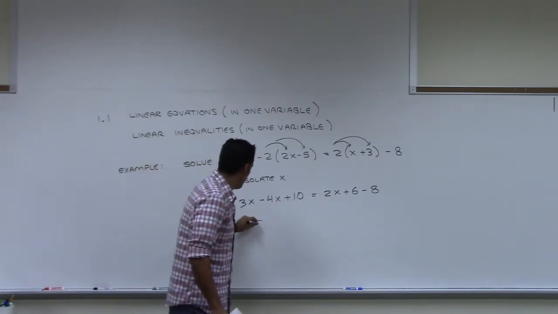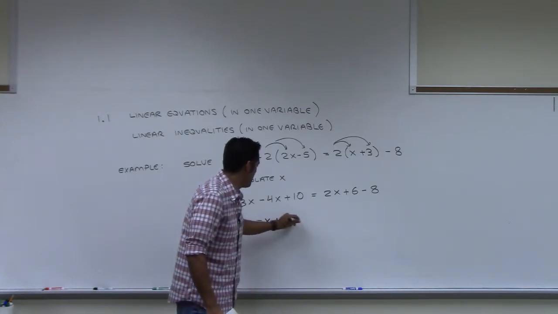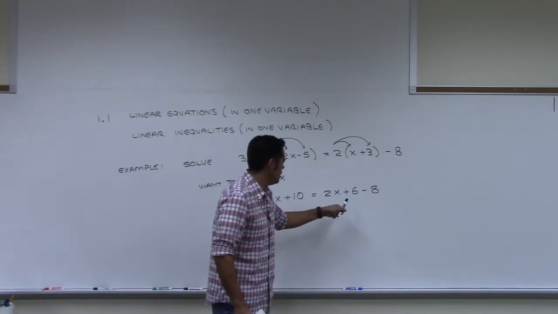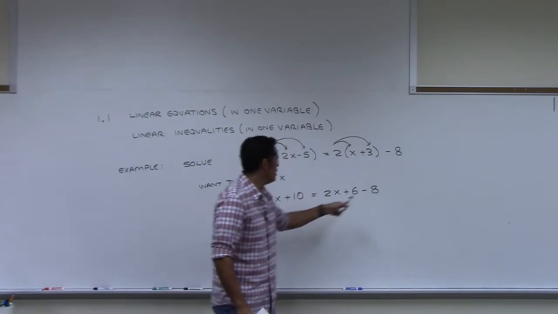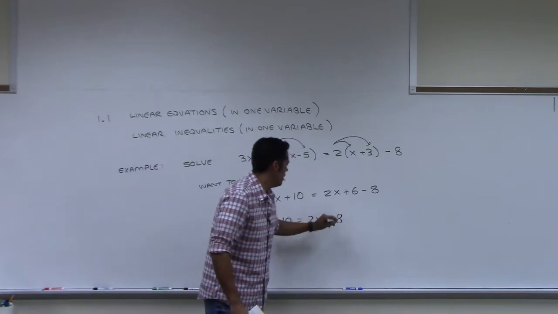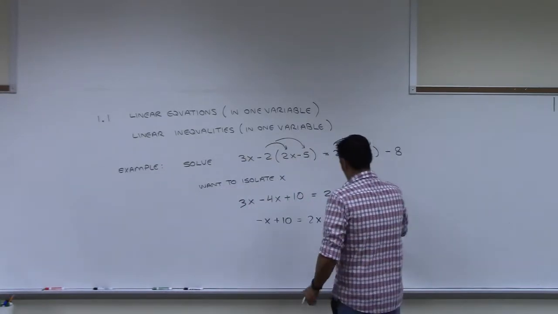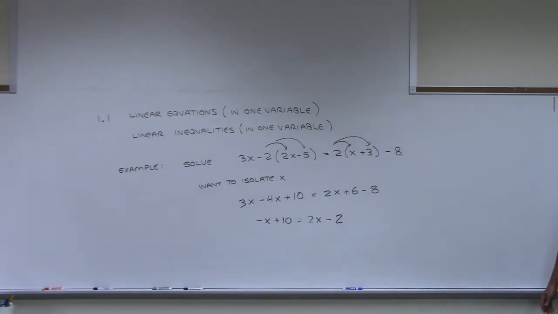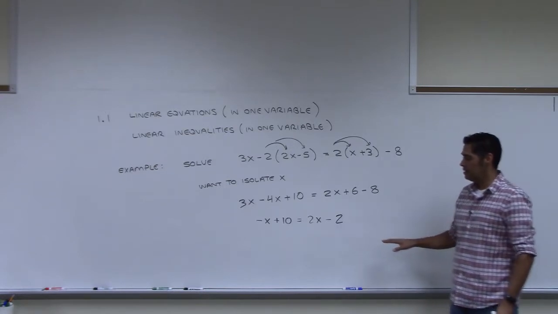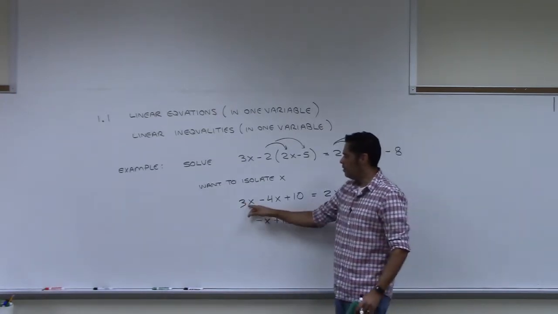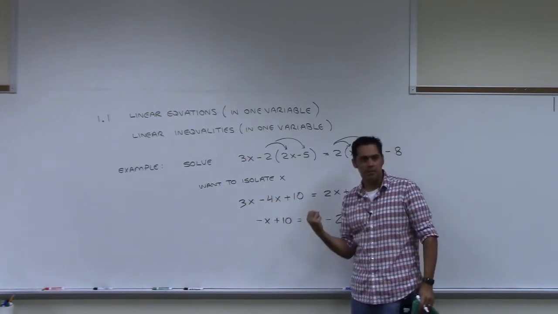Negative x plus 10. Good. Equals 2x, there you go, minus 2. Minus 2. Okay, minus 2. You said minus 2, I wrote minus 8. Okay. Anyone disagree? We're all good? Sure? Any questions? You okay? Right here? Yeah. If you have 3 x's and you take away 4, you're going to be minus 1, right?